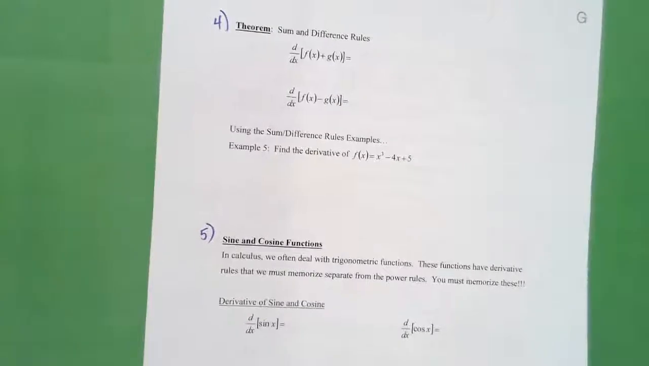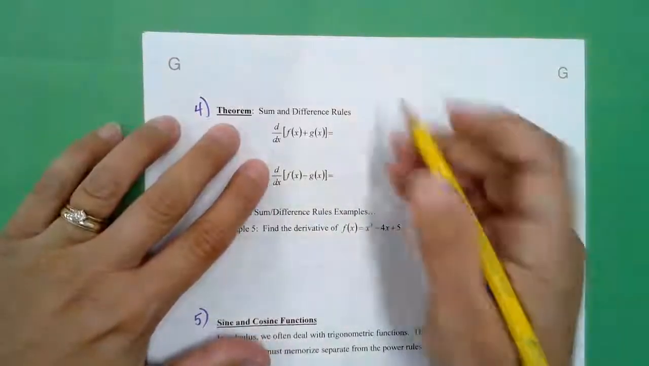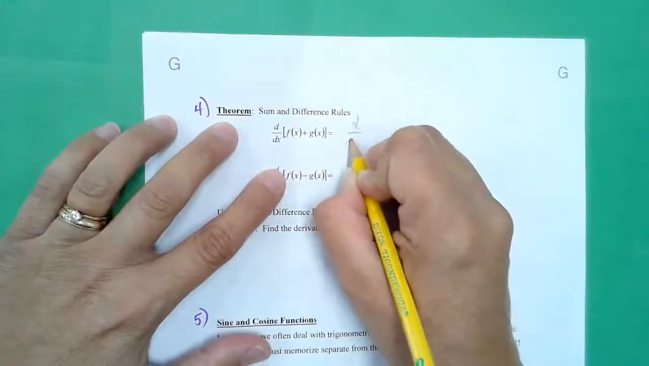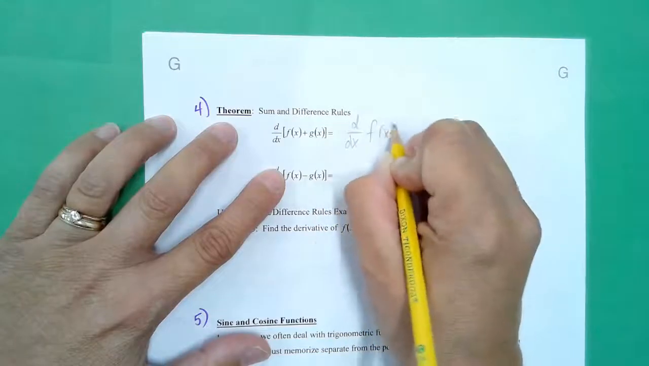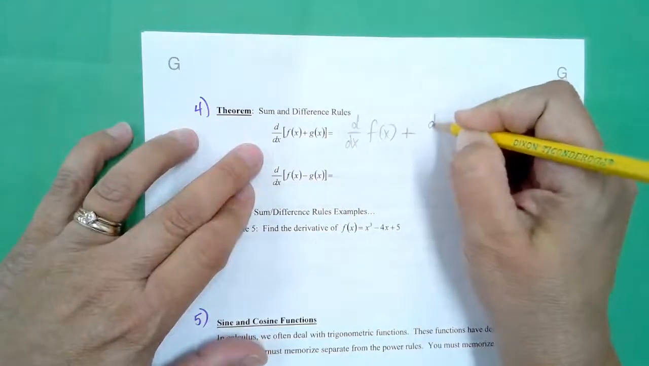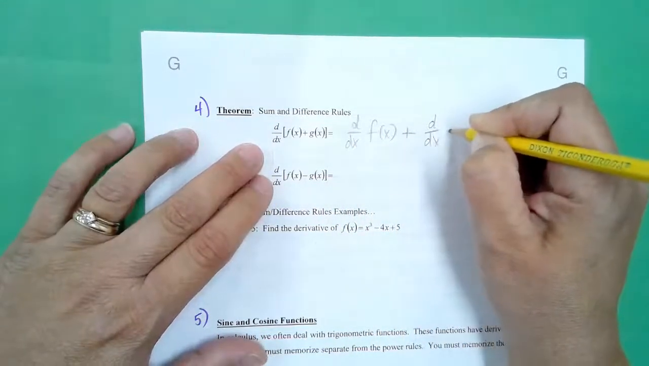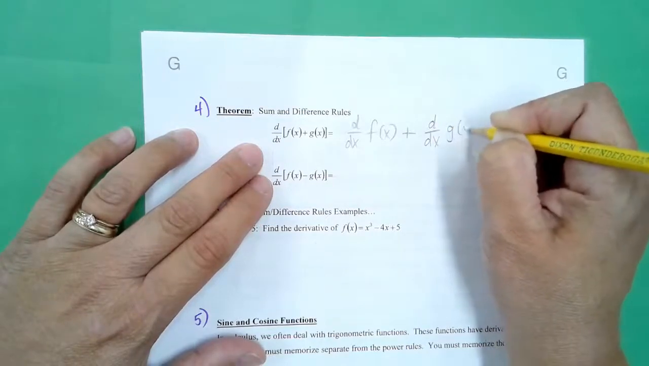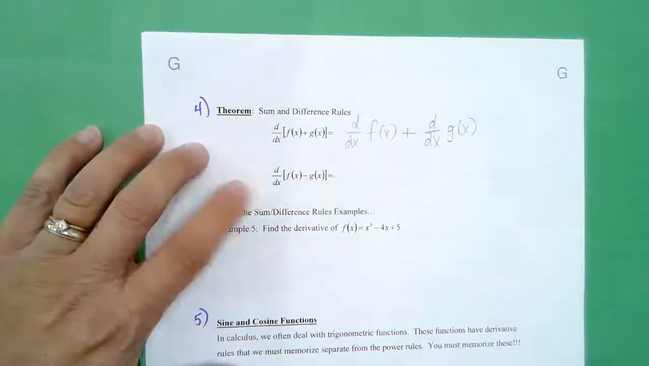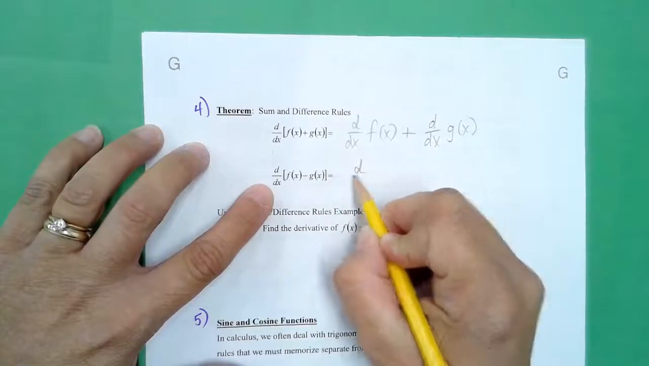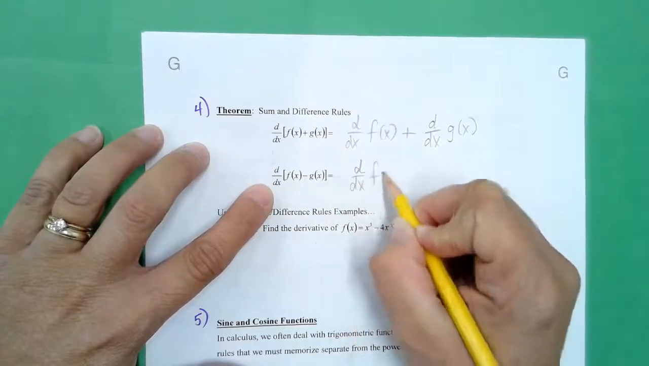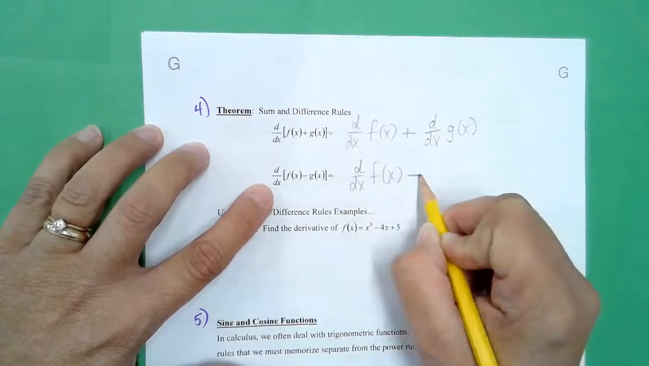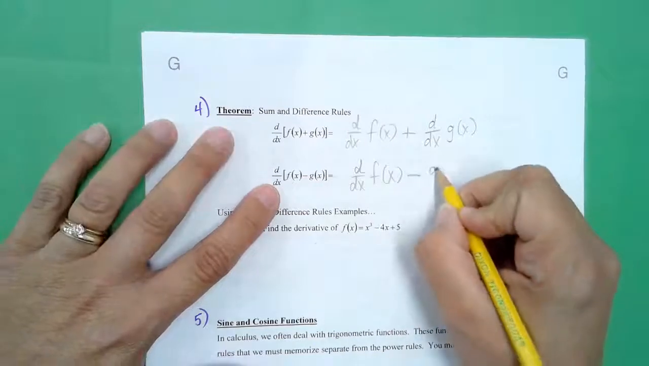All right, then we did the sum and difference rules. So really you can just break these apart. It's almost like a variation of distributive property. So you're going to do the derivative of each term separately. Likewise, you would do the derivative of each term, and then you would subtract the two derivatives.